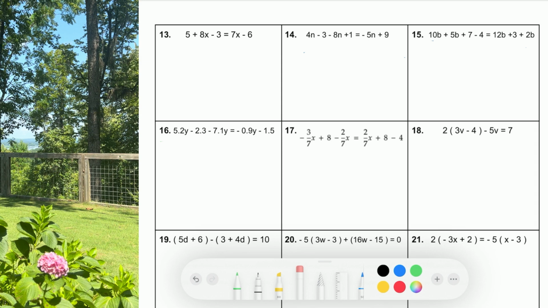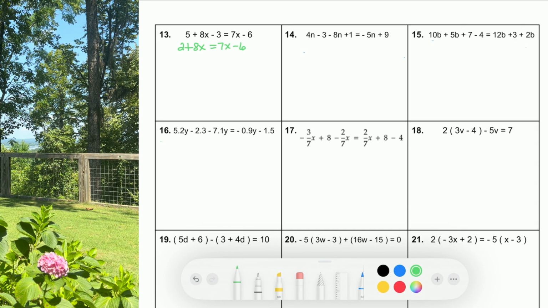Let's look at number 13. The first thing I notice is that I have on the left-hand side some common terms, some like terms. I have 5 and -3. Before I start moving from one side of the equal sign to the other, I want to make sure I combine my like terms. That way I'm not moving any more than I absolutely have to. So I'm going to go ahead and say 5 minus 3 is 2. And then I have the plus 8x, that doesn't change, and keep the 7x minus 6.